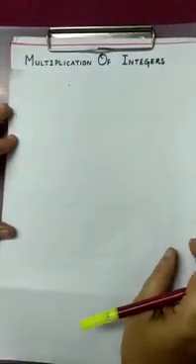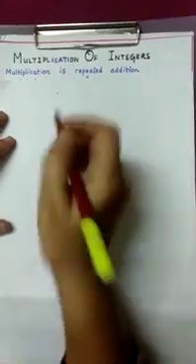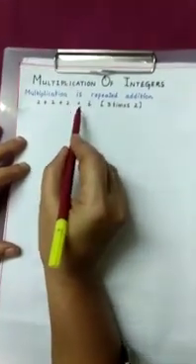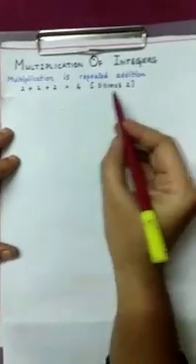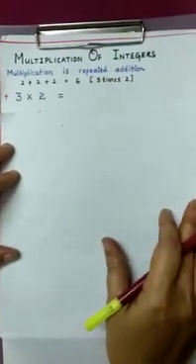Students, today we are going to learn multiplication of integers. As you know, multiplication is repeated addition. Now you see the example here. 2 plus 2 plus 2 which is 6. Here I added 2 three times. That means 3 times 2 will be written as 3 into 2.